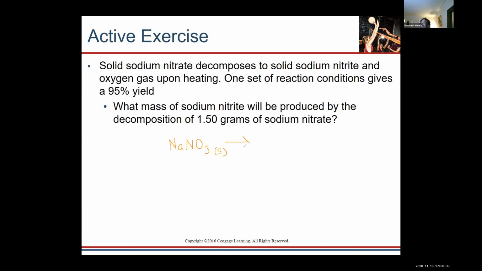Okay. And what happens? It decomposes. Sodium nitrate decomposes. What do you mean by that? It breaks apart. It breaks apart to form what? Sodium nitrite and oxygen gas. Okay. What does sodium nitrite look like? NaNO2. Solid, liquid, or gas? Solid. Okay. And then plus O2 gas.